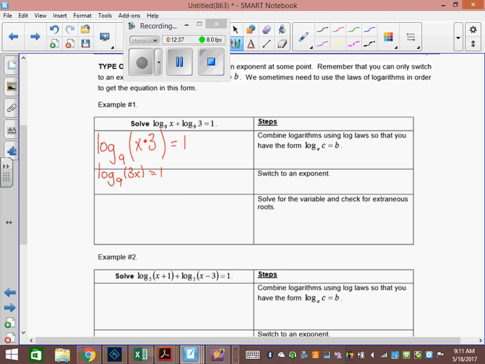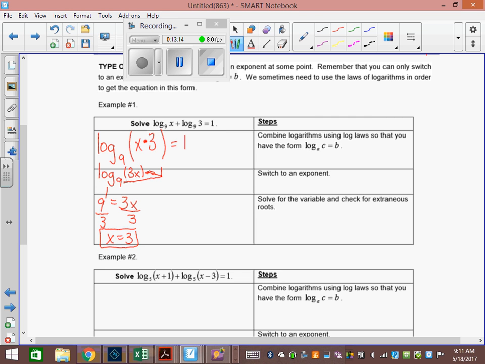When you have a basic log like this, you just do 9 to the power of 1 equals 3x. The log has to be on the left. If you don't remember that, the base of the log becomes the base of your exponent. What it equals is always your exponent, and then what's beside it gets beside it. So whatever's friends in logs is not friends in exponential. Just remember that. So now I have 9 equals 3x, because 9 to the 1 is just 9. Divide by 3, and I get x equals 3.